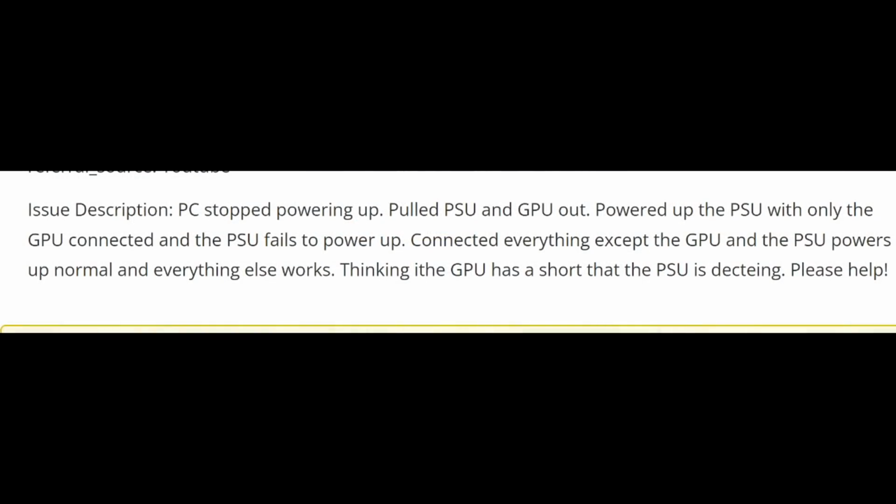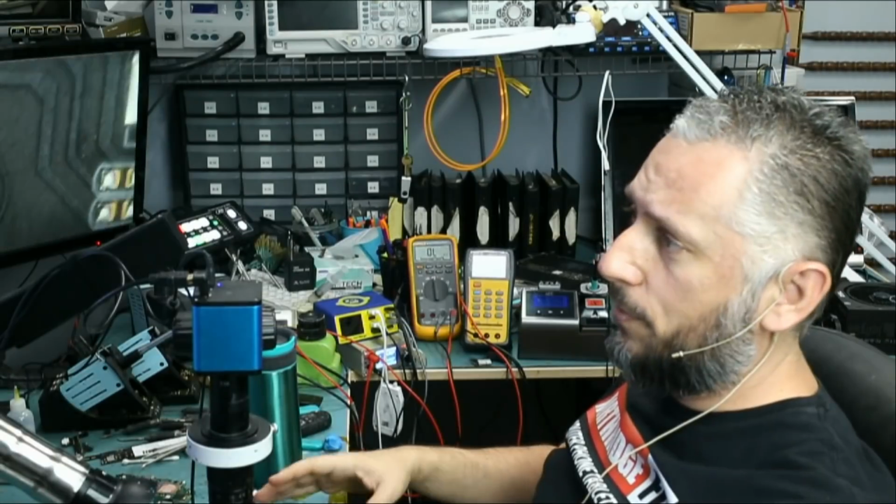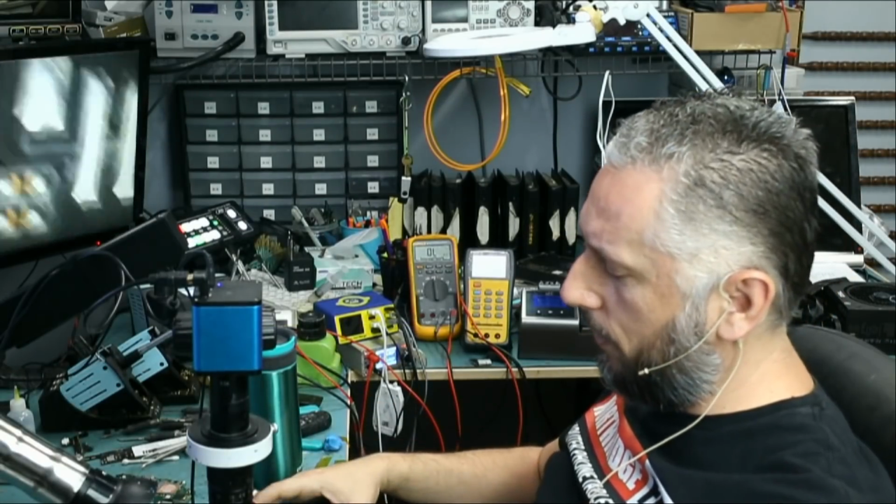PC stopped powering up, pulled PSU and GPU out, powered up the PSU with only the GPU connected, and the PSU fails to power up. Connected everything except GPU, and the PSU powers up normally, and everything else works. Thinking the GPU has a short that the PSU is detecting. Please help. So the computer is not even powering up with the GPU connected.